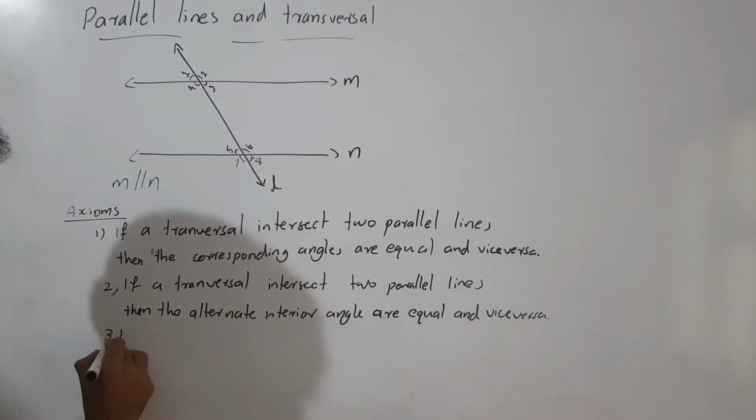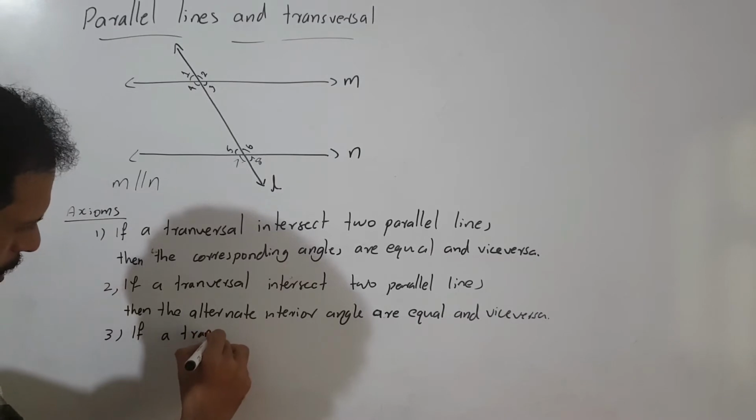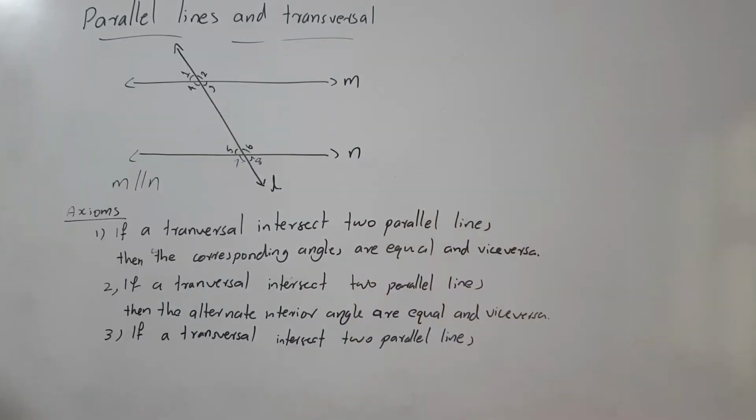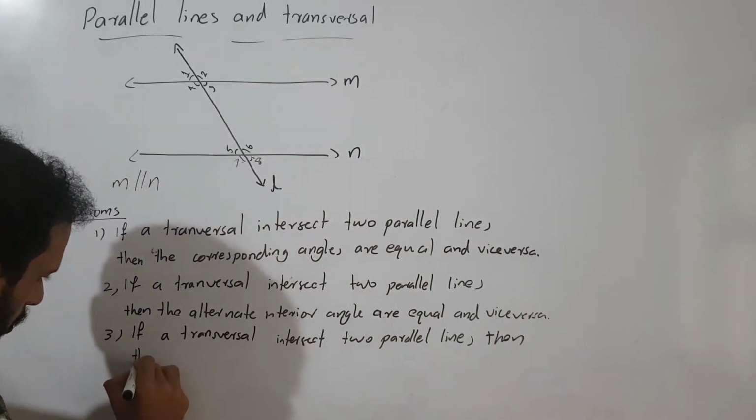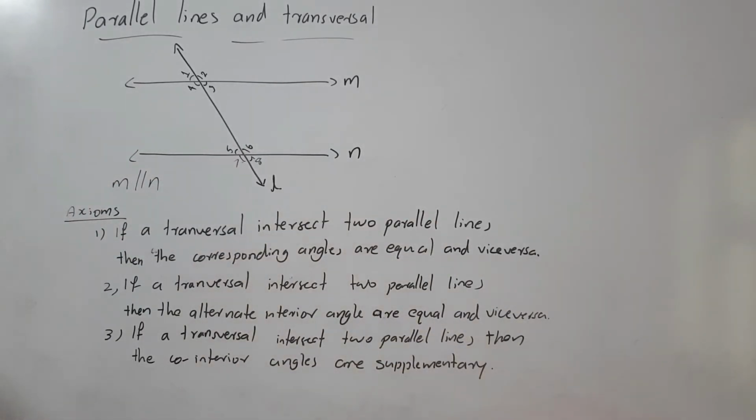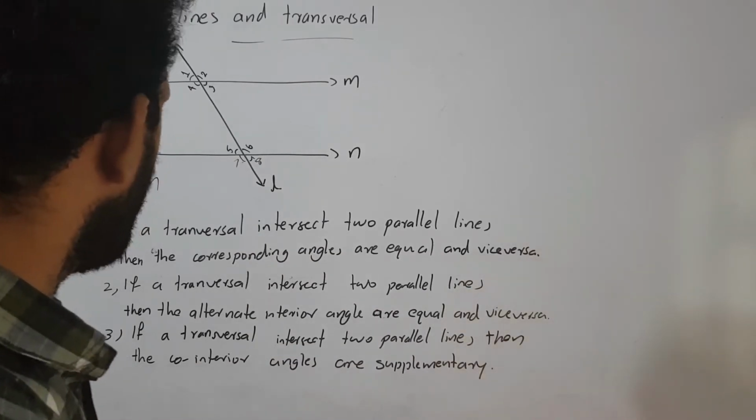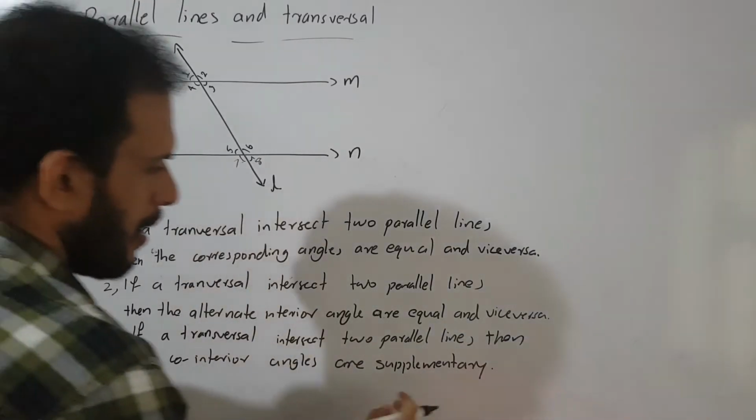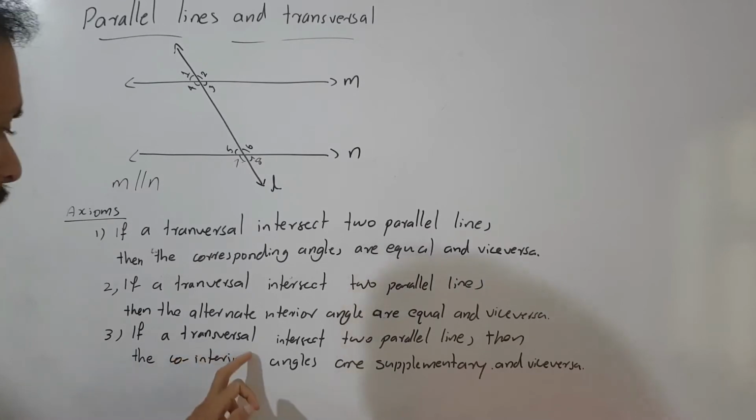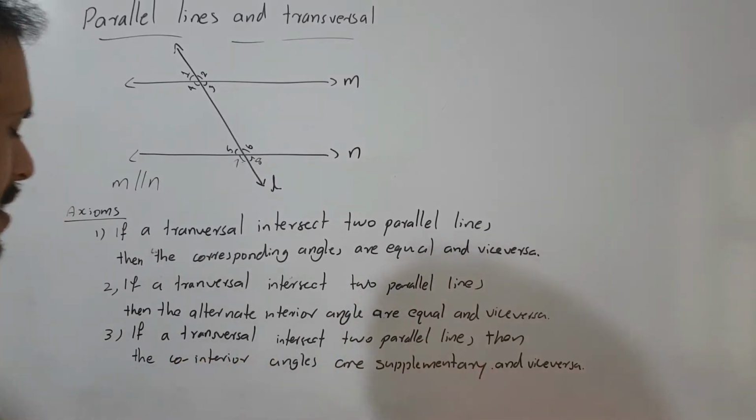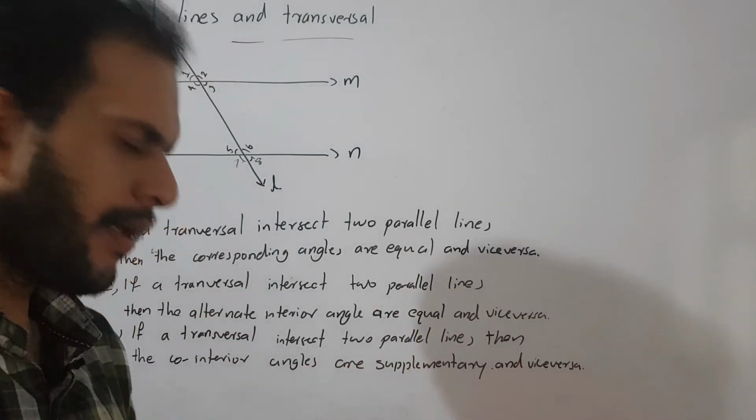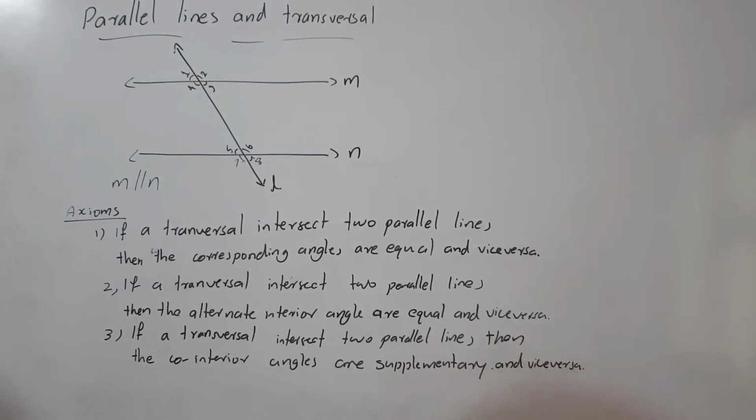If a transversal intersects two parallel lines, then the co-interior angles are supplementary, and here also vice versa. What is the last one? If a transversal intersects two parallel lines, then the co-interior angles are not equal, they are supplementary, and vice versa. Okay, then what is the meaning?